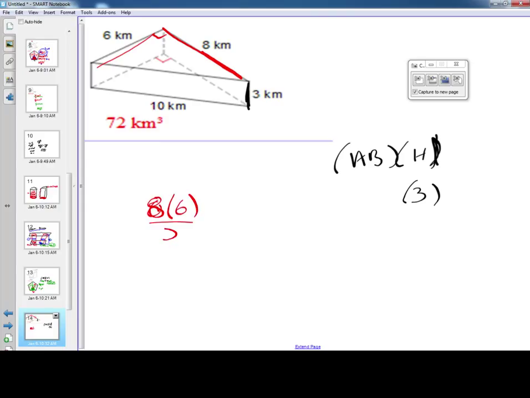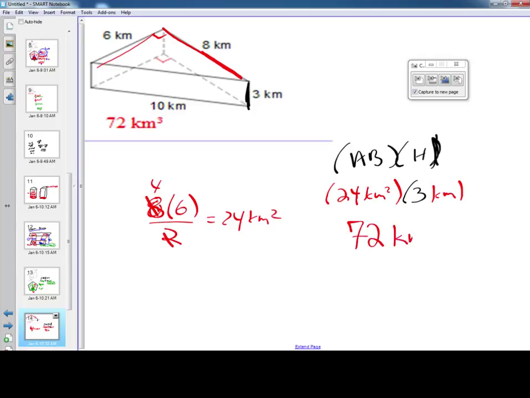8 times 6 divided by 2, that's 24 kilometers squared. I keep forgetting to write it over here. This one would be 3 kilometers for the height. So 24 kilometers squared times 3 is 72, because 3 times 20 is 60, and 3 times 4 is 12. So 72 kilometers squared times kilometers would give me kilometers cubed.